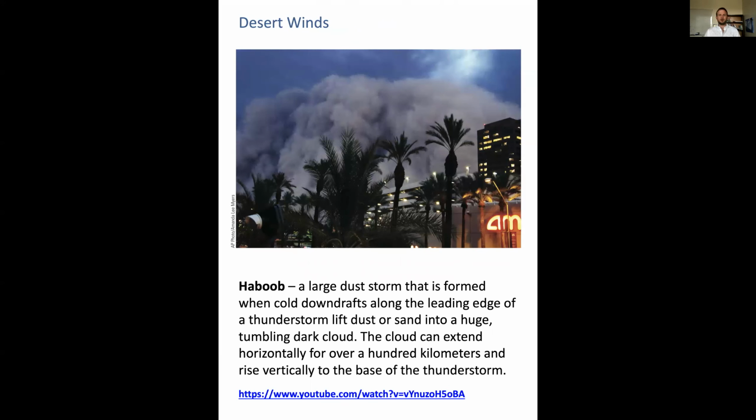An even more, I think, extreme example is a Haboob, which is a large dust storm that is formed in the desert and is associated to downdrafts. We'll talk about downdrafts later in the semester, associated to thunderstorms. And this cloud of dust can extend over 100 kilometers and up to several kilometers in height. And I'll show you an example of an arrival of a Haboob in Phoenix, Arizona.